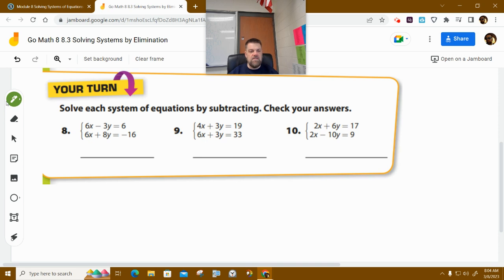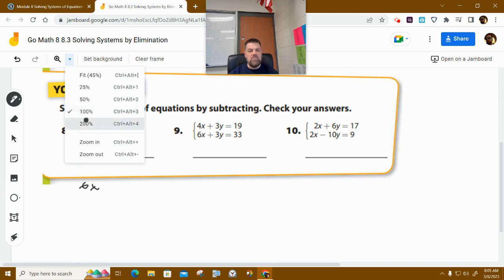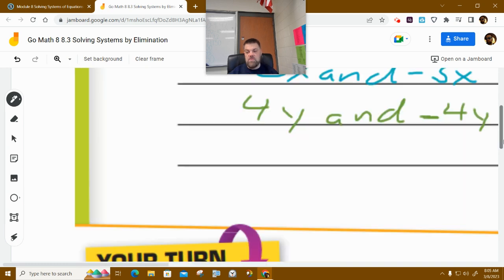So for 8, what we need to do is we need to take one of these and subtract it from the other. So if I say 6, I'm going to zoom in too, so I have lots of space. Oh man, that's really zoomed in, isn't it?